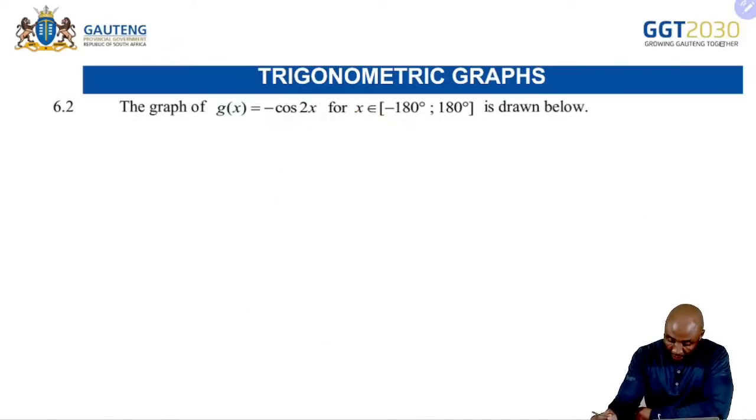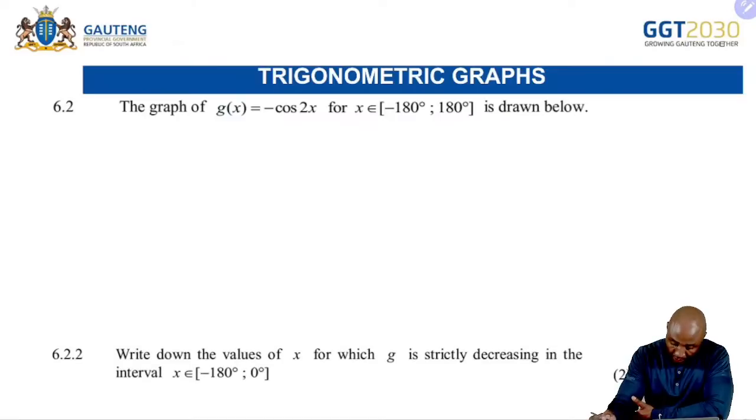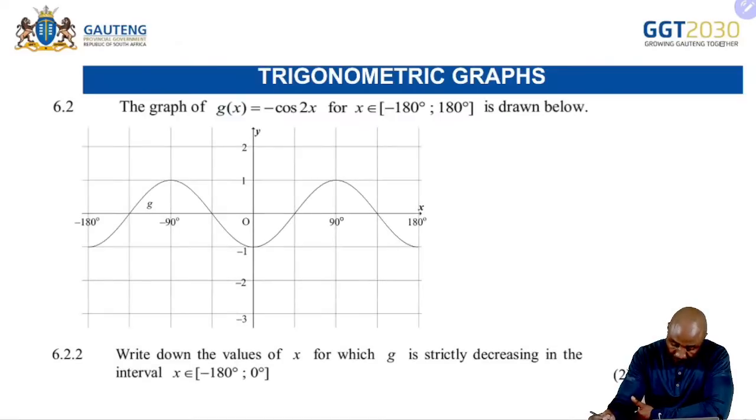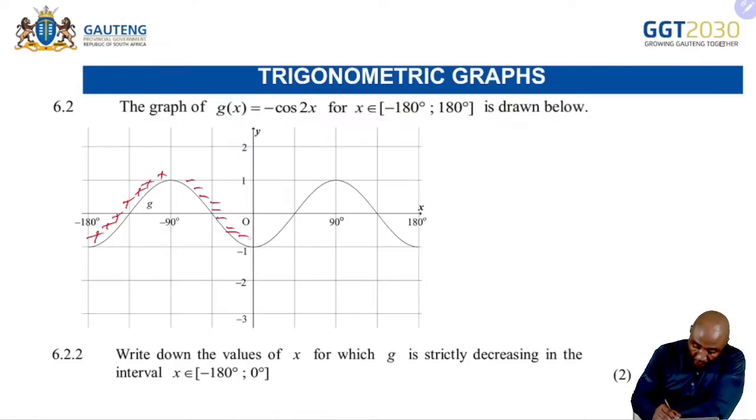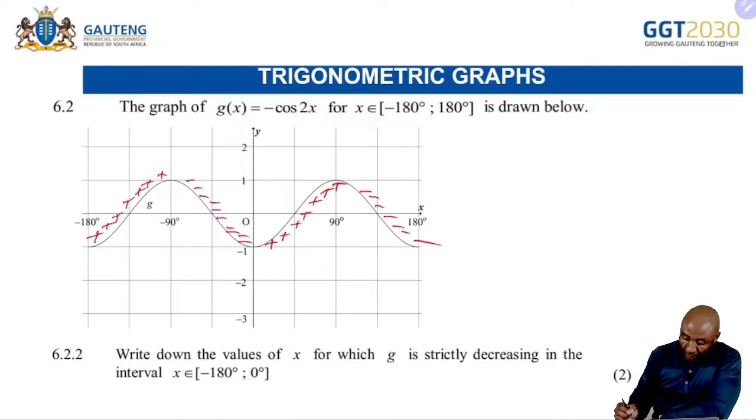We move on now to the next question. It says, write down the values of x for which g is strictly decreasing. If we are looking at this graph, remember it increases up to a maximum turning point, then it starts to decrease up to a minimum, then starts to increase again, and then it starts to decrease again.